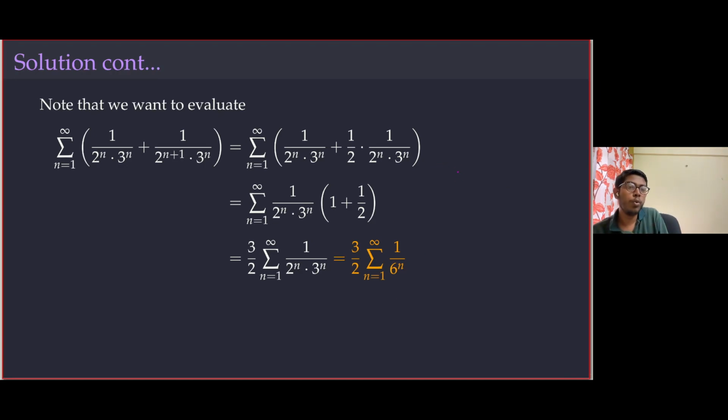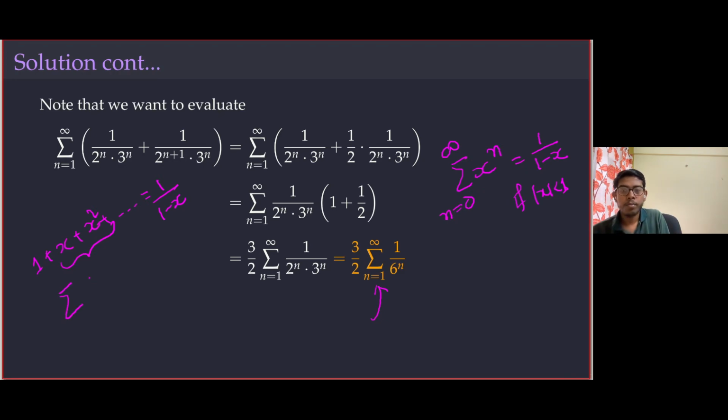We know that the summation of x to the power n, n equals 0 to infinity, is 1 by 1 minus x if mod x is less than 1. So this series converges only if mod x is less than 1, and the value of the series is 1 by 1 minus x. Now here it starts from 1. So it's like 1 plus x plus x square plus dot dot dot equals 1 by 1 minus x. So we have to find this sum.